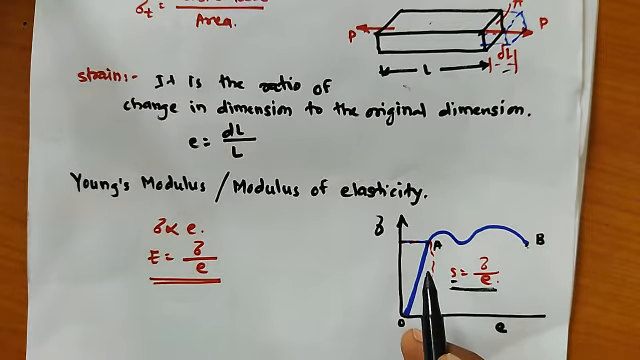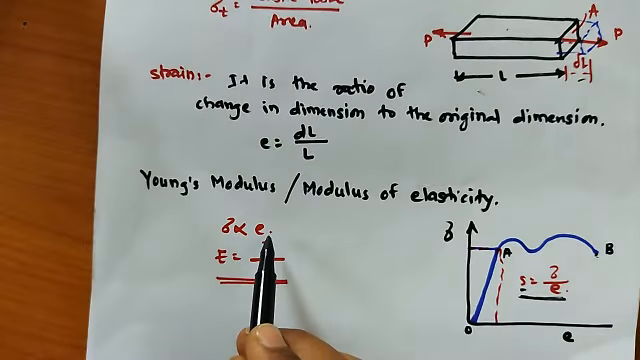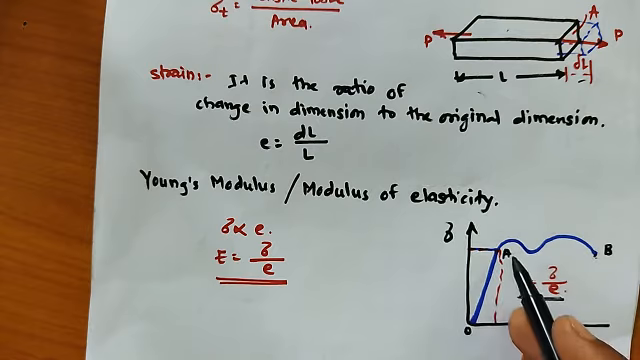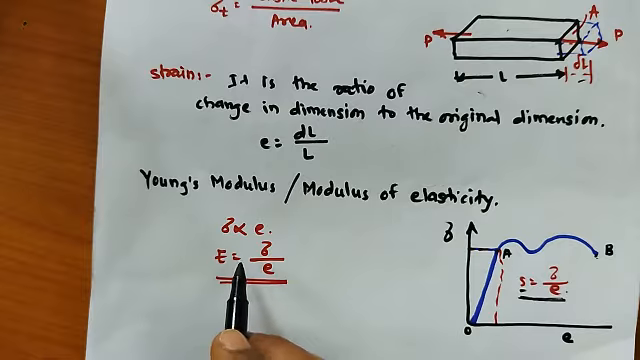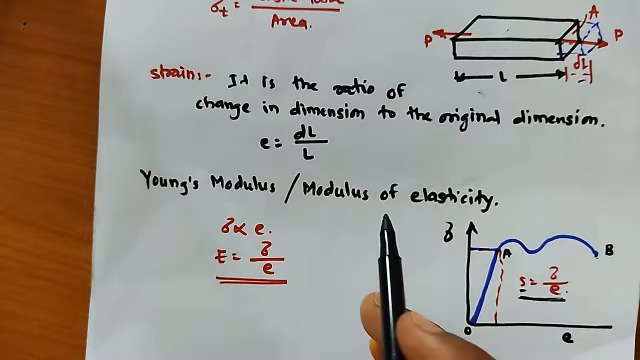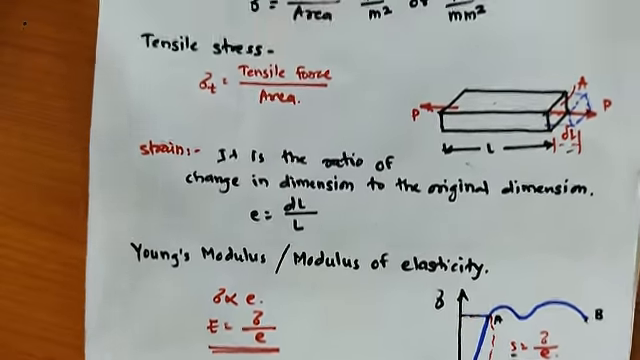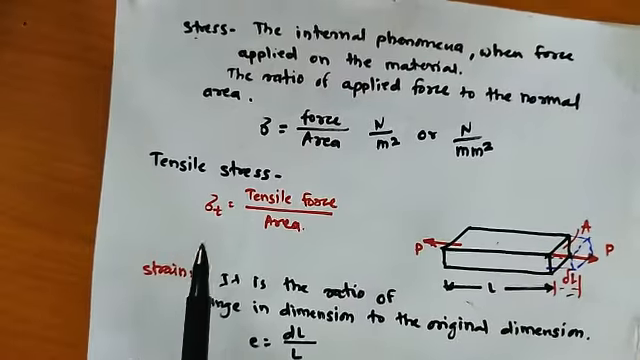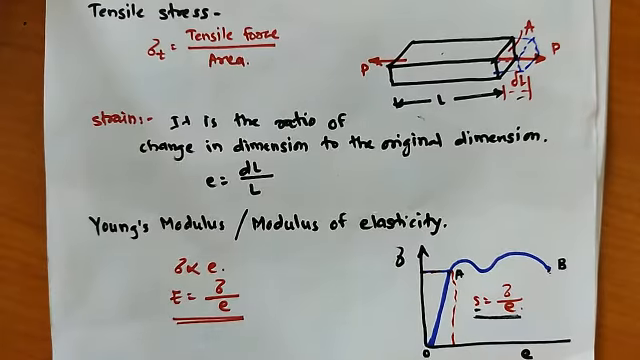That's why this slope is the property of this material, and generally we say stress is directly proportional to strain from the point O to A. To remove this proportionality sign, if we take the slope, E is equal to sigma upon epsilon. So this slope is also called Young's modulus or modulus of elasticity. This is the property of the material. So this is about Young's modulus. Here we see the tensile stress, strain, and then Young's modulus.